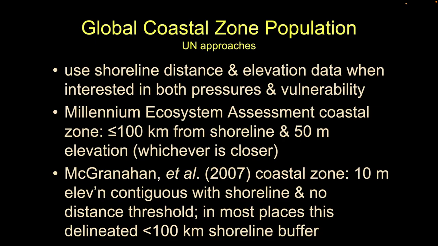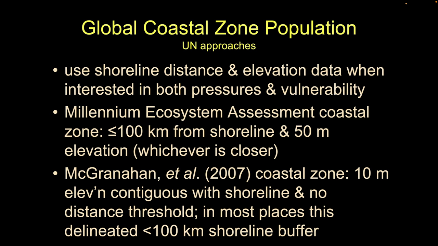So then, our global UN population estimates use both. The UN uses both horizontal distance and elevational distance when they calculate some of these things. In particular, this was first really heavily used in the Millennium Ecosystem Assessment. We're a generation removed from that because we've had a replacement, but that happened in the late 1990s, early 2000s.